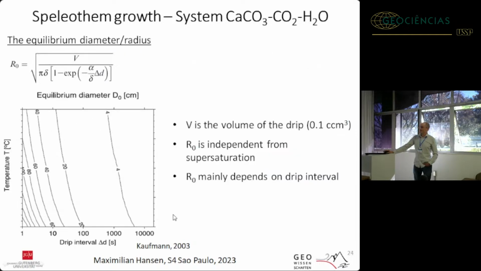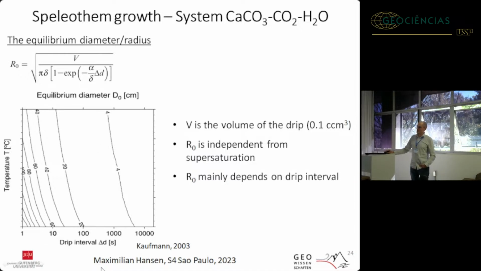Okay. And so I was talking about the equilibrium radius. That is basically the radius which can be formed by the solution. And they derived this equation for that. So V would be the volume of the drip, which is in the range of 1 cubic centimeter. And what you can see is that the R0 is independent from the supersaturation. That is what you can learn from this plot over here.